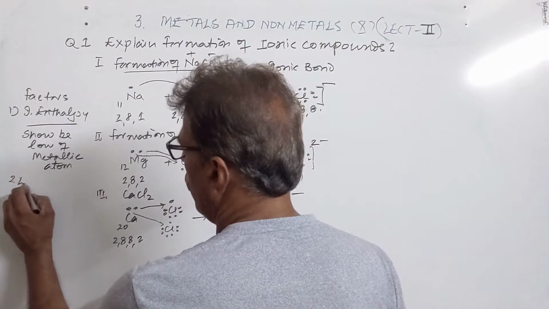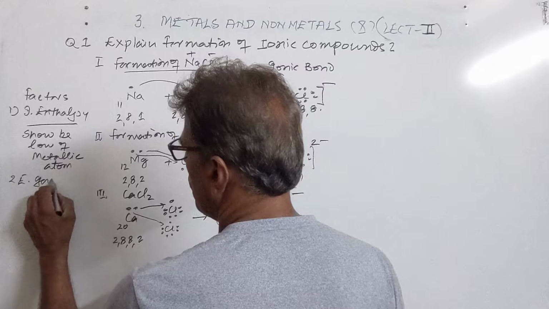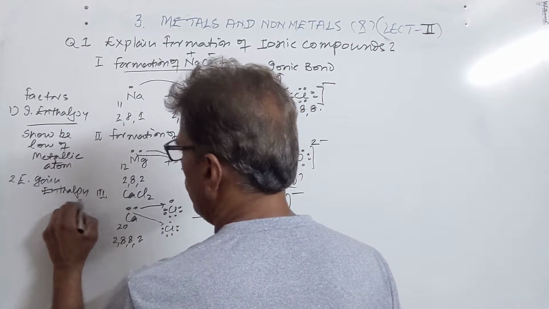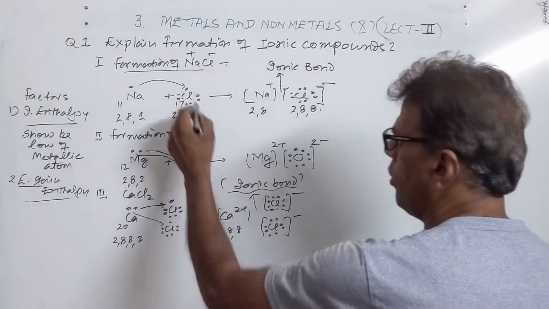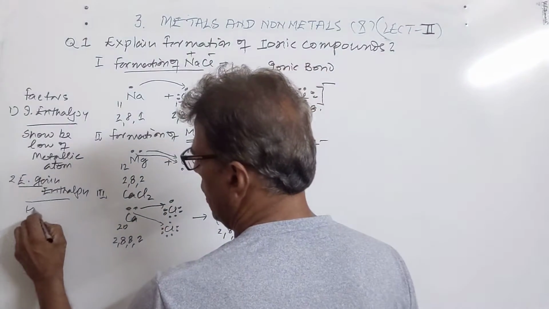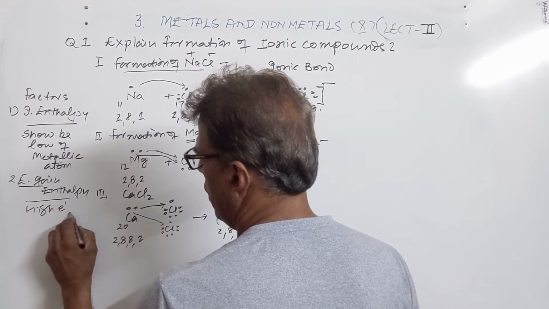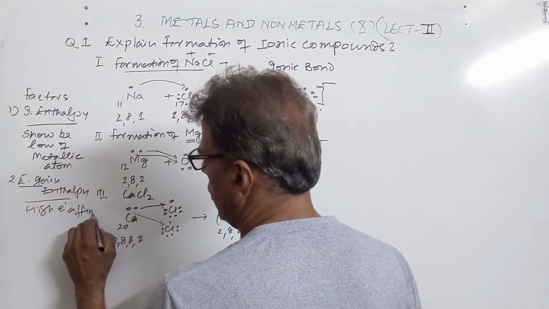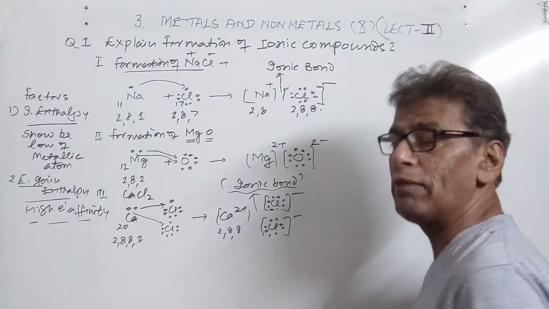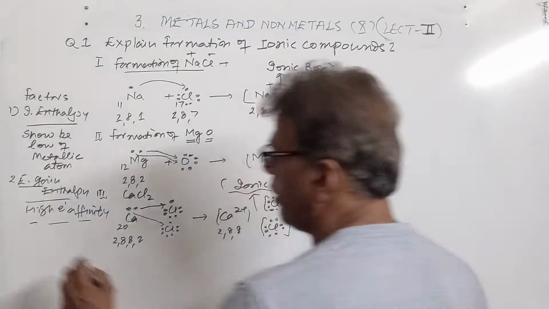Then we have electron gain enthalpy. The atoms which are to gain electron, here Cl, oxygen, again Cl, must possess high electron affinity. They must have strong affection for electron. That's why they will be able to accept electron easily and will form ionic compound.